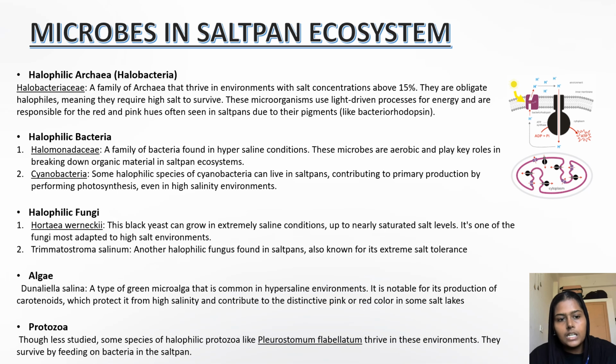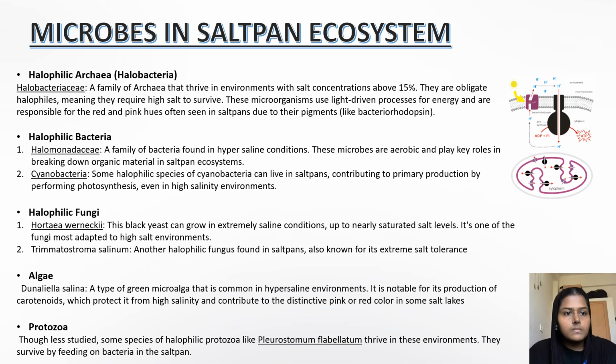Next comes the halophilic bacteria, Halomonadaceae, which is a hypersaline bacteria found in hypersaline conditions. They play a major role in breaking down the organic matter present in this salt pan ecosystem. And cyanobacteria are primary producers which can perform photosynthesis and convert inorganic material into organic material, which the other organisms in this salt pan zone feed on. Next comes the halophilic fungi, black yeast and Trematostoma salinum. Both are fungi known to be extremely salt tolerant.